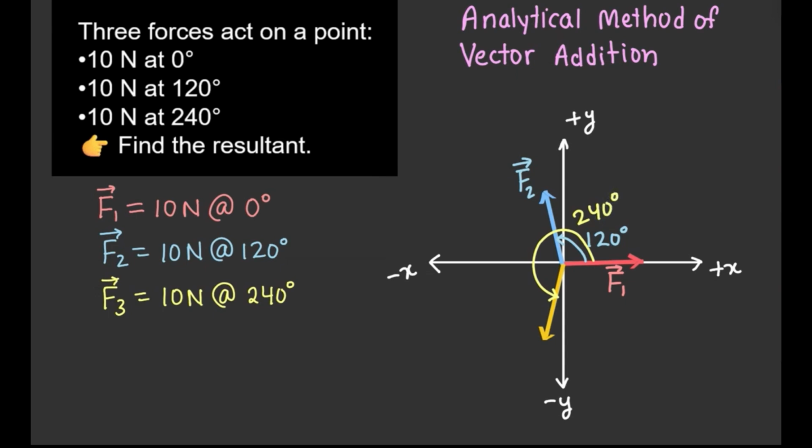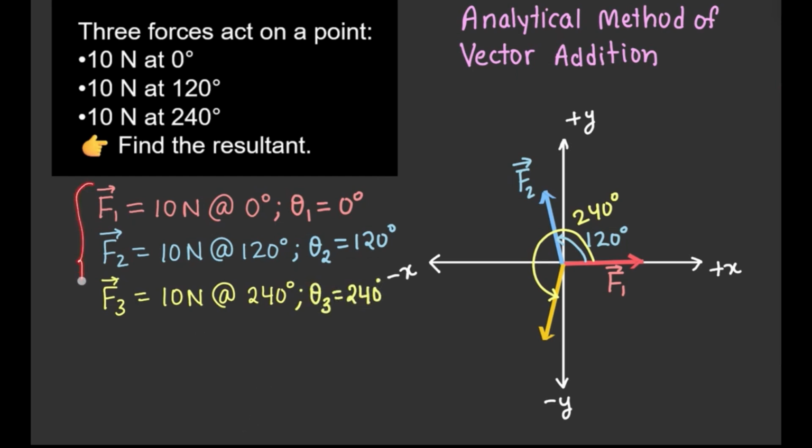So let's go ahead and say the angle for force F1, it is theta 1 and it is equal to 0 degrees. And the angle for force F2, that's theta 2, is 120 degrees. The angle for force F3, it is theta 3 at 240 degrees.